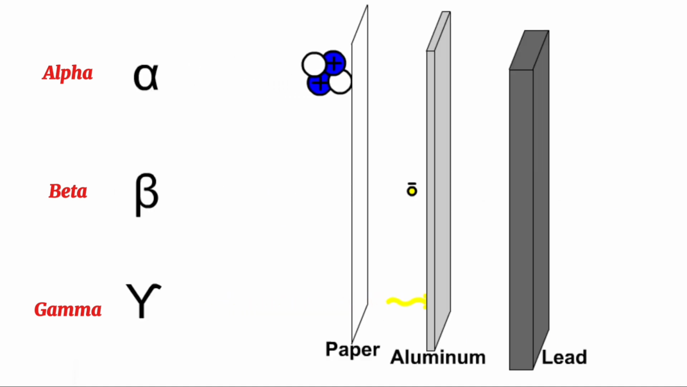So beta particles can pass through a sheet of paper, but they will be stopped by a sheet of aluminium. Alpha particles, on the other hand, have less energy, they have more mass, they are slower, so they cannot even pass through a sheet of paper, as you can clearly see.